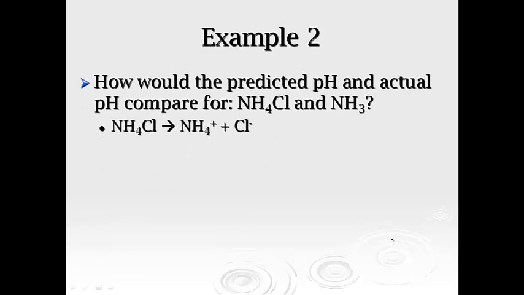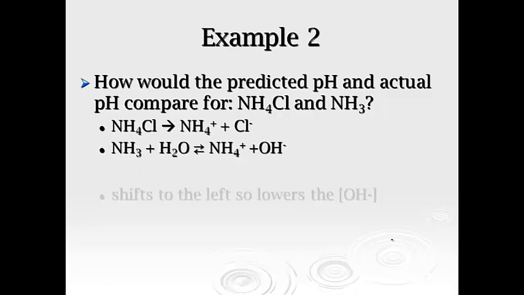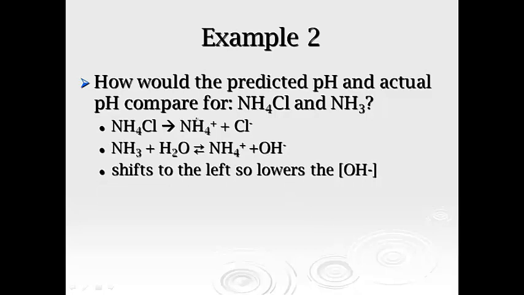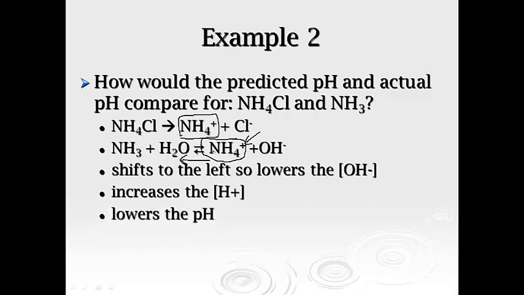Okay, example number 2: how would the predicted pH and the actual pH compare for ammonium chloride and ammonia? If we have ammonium chloride, it's going to dissociate into ammonium and the chloride ion. And remember the acid-base chemistry for ammonia: ammonia plus water gives us ammonium and hydroxide. So if we add more ammonium into the solution, it's going to force this reaction back to the left, lowering the amount of hydroxide, which increases the hydrogen ion, which lowers the pH, or makes it more acidic.